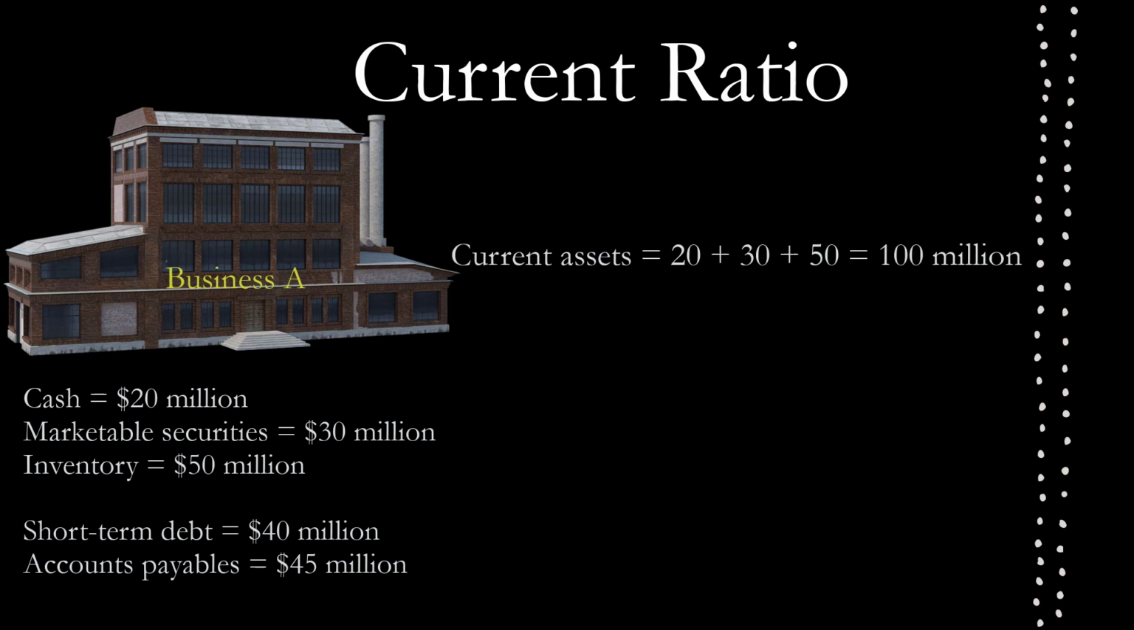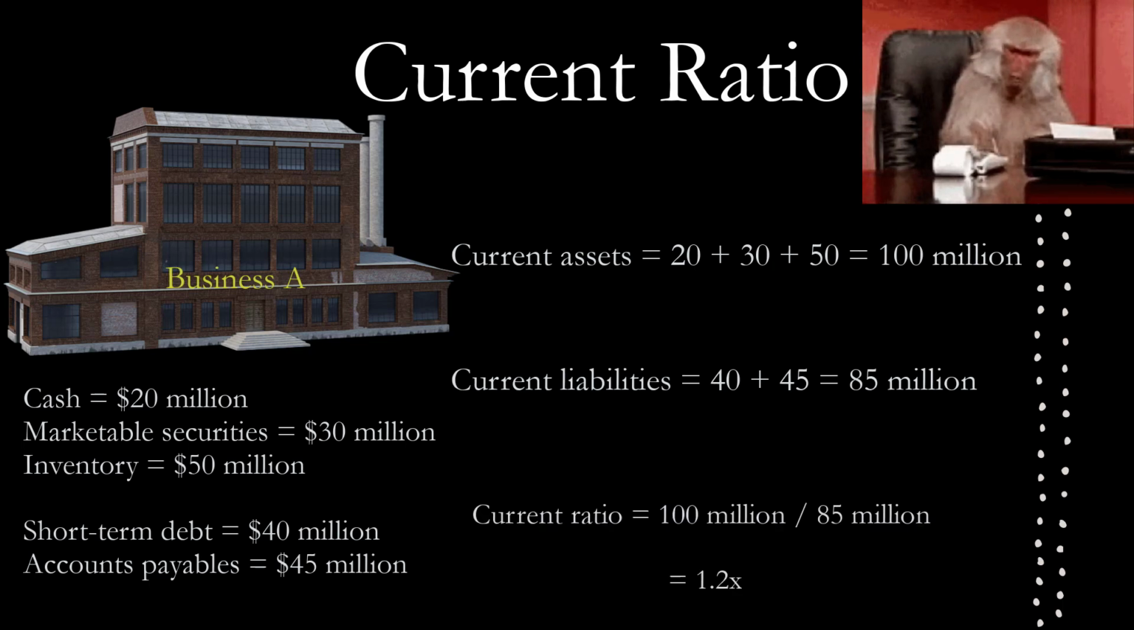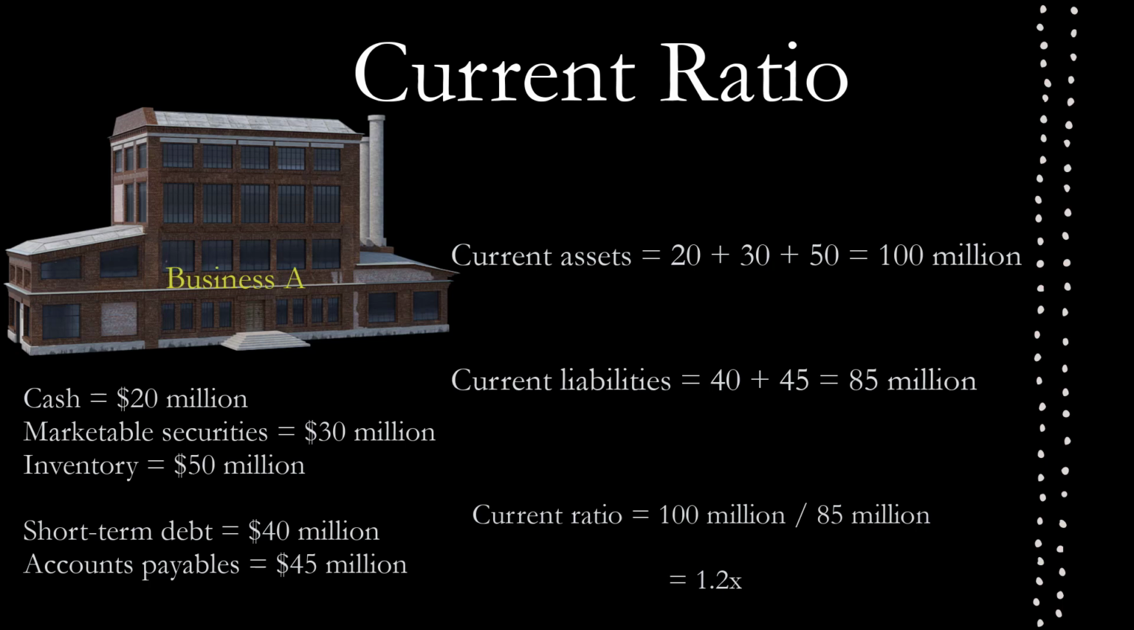So what we can do is, current assets is going to equal the 20 million plus the 30 million plus the 50 million, and that equates to 100 million. Current liabilities is going to be the 45 plus the 40, which is going to equal 85 million. So the current ratio is going to be the 100 million divided by the 85 million, which comes out as 1.2. So Business A has a current ratio of 1.2.